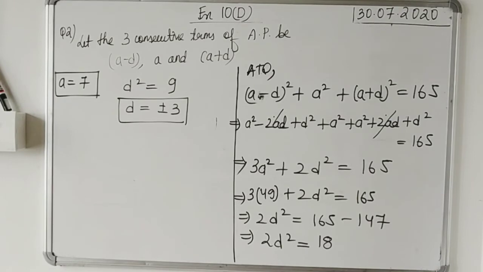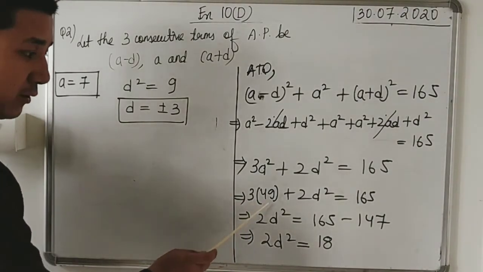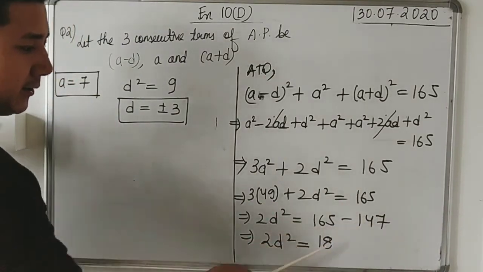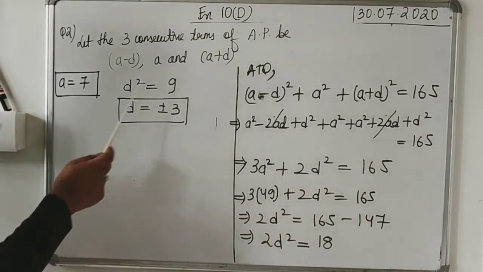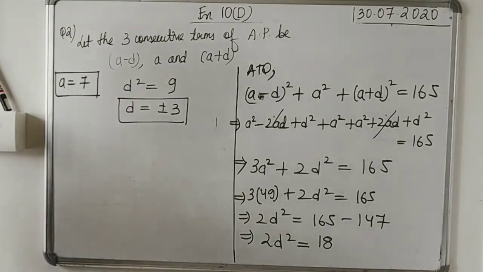I hope everyone can cancel this, isn't it? Putting the value for a, 7, so a squared is 49, so this becomes 147, minus, subtraction is 18. I hope you can make it out, and therefore you can cancel 2 nines, so therefore this is how much? 3. So the value for d is plus or minus 3.